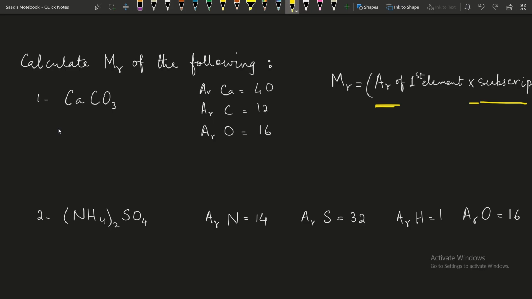First is calcium carbonate. I have written the AR of calcium is 40. The subscript of calcium is 1, plus carbon. Again, the subscript of carbon is 1. So we'll write 12 multiplied by 1, plus the AR of oxygen, which is 16, but the subscript is 3 now. So when you multiply all these numbers and then add them, you will get the answer, and it would be 100. MR of CaCO3 is 100.